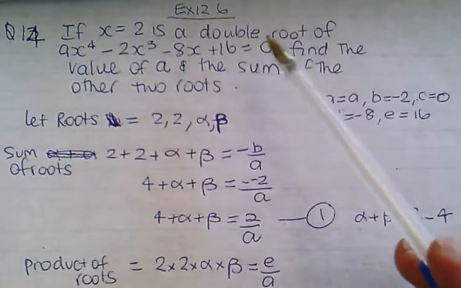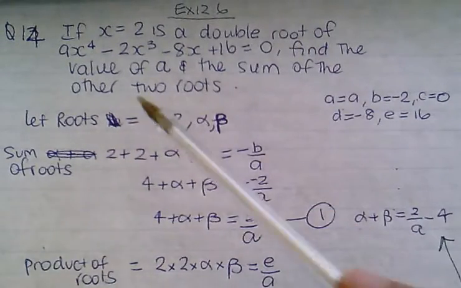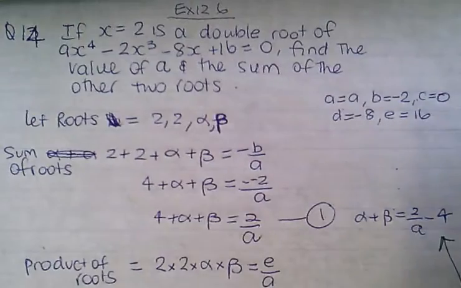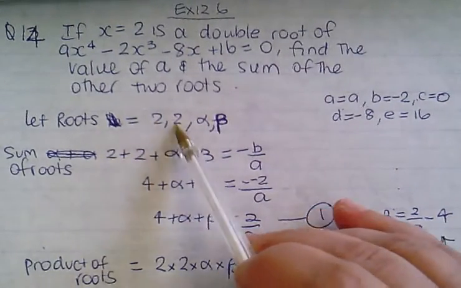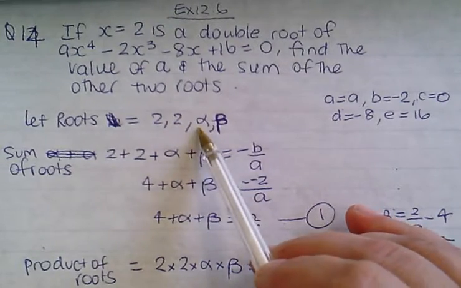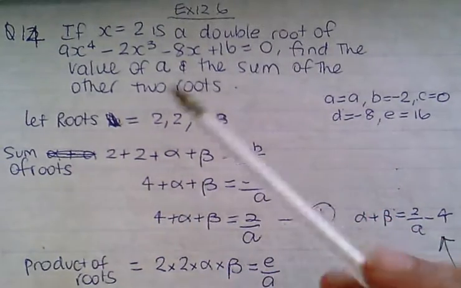Now, if it's a double root, that means if you factorized it, you'd have x minus 2, x minus 2. In other words, two of the roots are 2 and 2, and we'll let the other roots be alpha and beta.